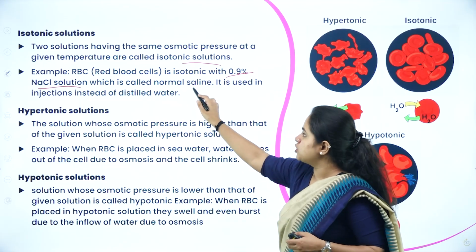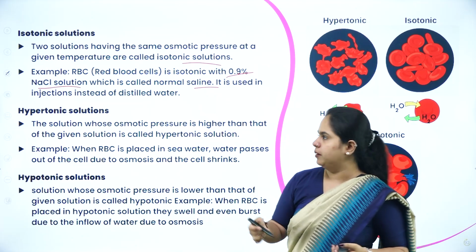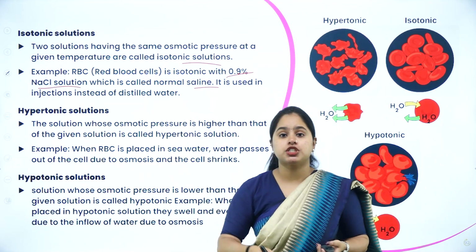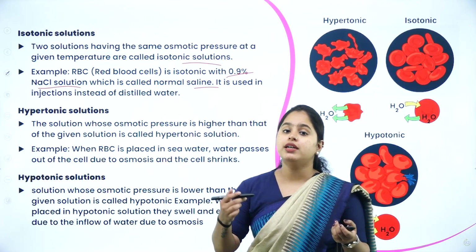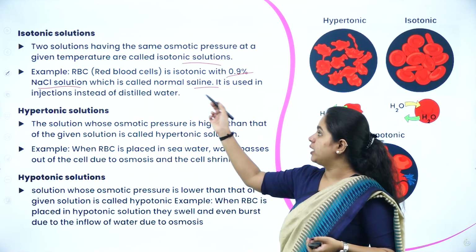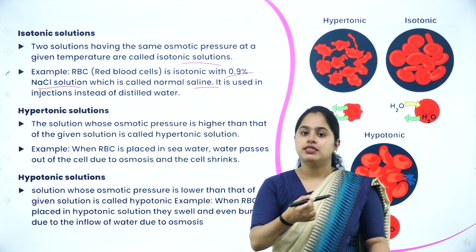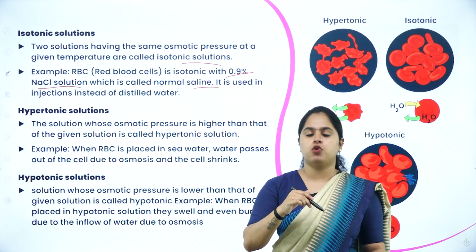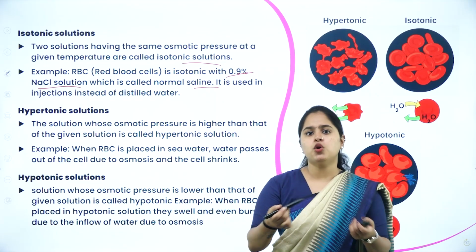So this is called normal saline. This 0.9% sodium chloride is called saline, and it is used in injections instead of distilled water. Intravenously we do not inject distilled water. What are we injecting? It is 0.9% sodium chloride solution, because if we are injecting something which has the same osmotic pressure as the fluid present inside the cell, then no problem.